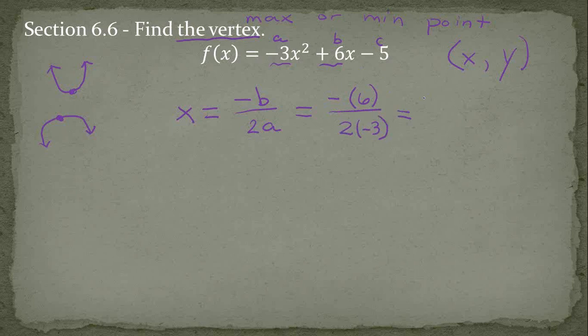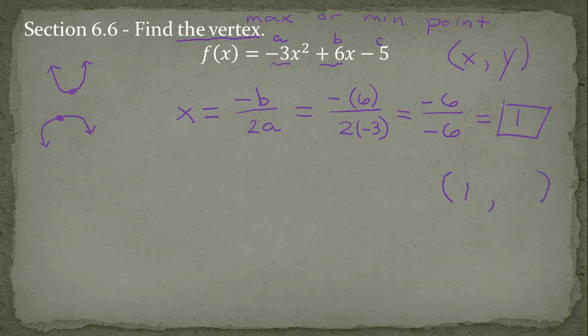So negative b will make this negative 6 divided by another negative 6, which is positive 1. Now that's only half of your answer. That's only the x value. We still need to find y.